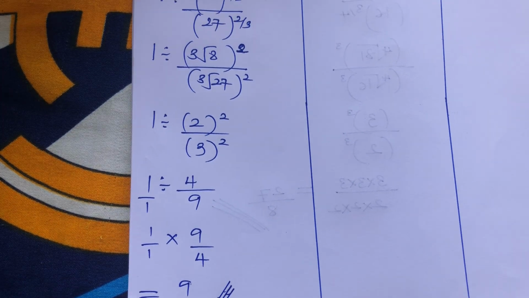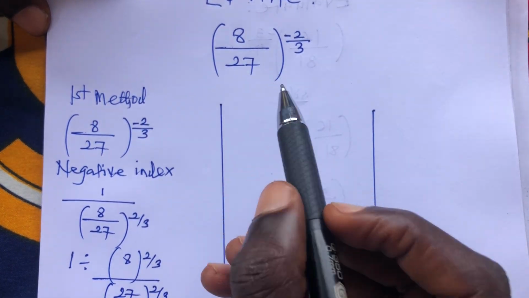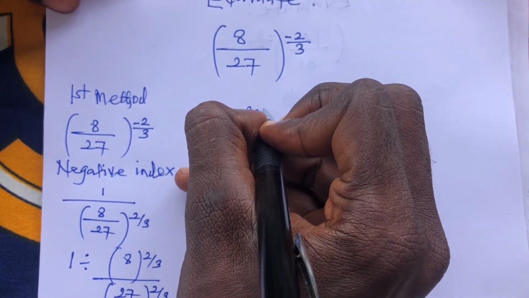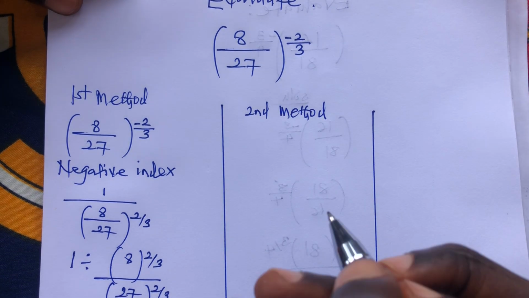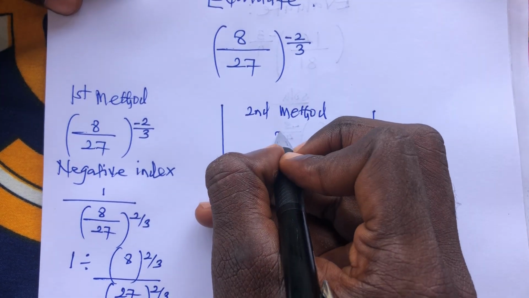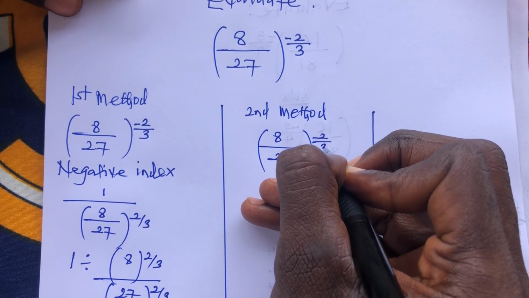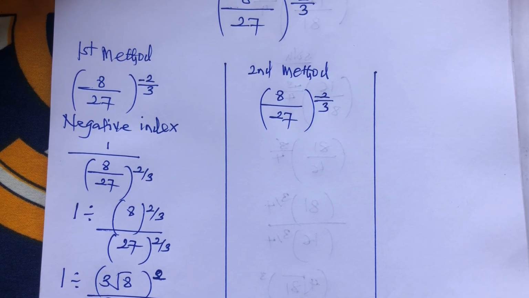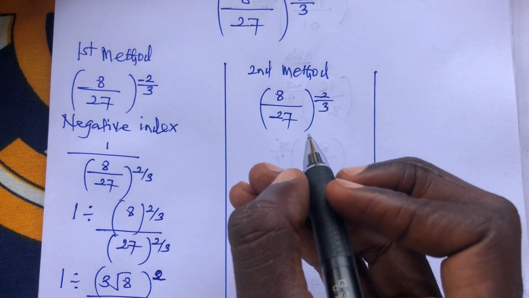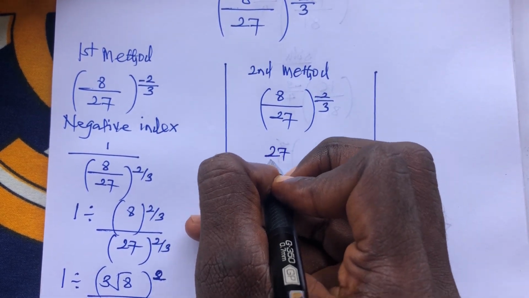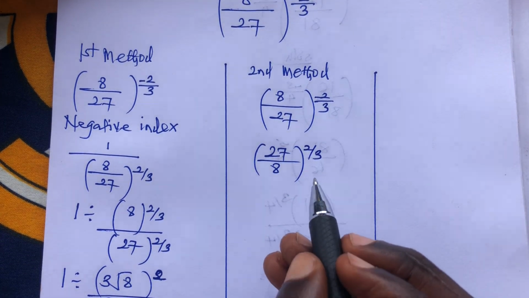Let's look at the second method for us to arrive at the same answer. Since the question reads as 8 divided by 27 raised to the power negative 2 upon 3, for you to get rid of this negative sign, you interchange these numbers, by saying 27 divided by 8 raised to the power 2 upon 3. Now you have gotten rid of the negative sign.